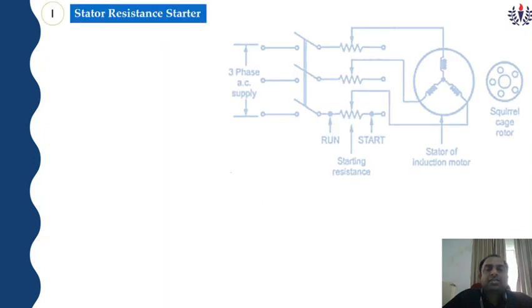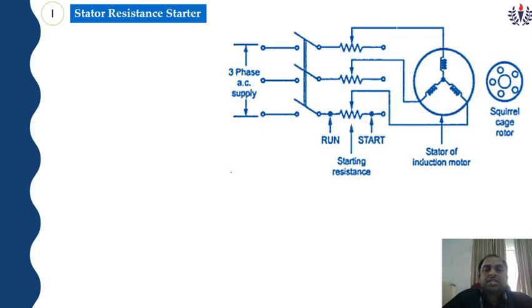Rotor resistance starter. This is the rotor resistance starter. Here a three-phase AC supply is given to a triple pole single throw switch, and it will be connected to a starting resistance. There are three resistances which will be connected in series with the stator winding. This stator winding will be in star connection. This is the neutral point, R Y B. So the one end of the R phase will be connected to the resistance. Like that we have to connect it.